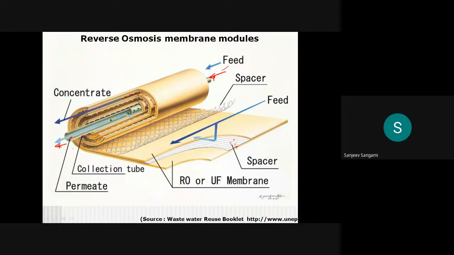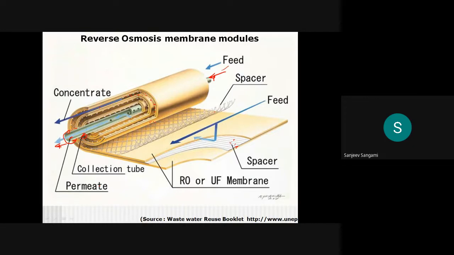Permeate means the water which is coming from this direction to this direction. When the water is filtered through a membrane and comes out from this tube, we call it permeate. This one we call the collection tube. You can observe the collection tube here. The water which is coming here is the permeate, and it comes with the collection tube.